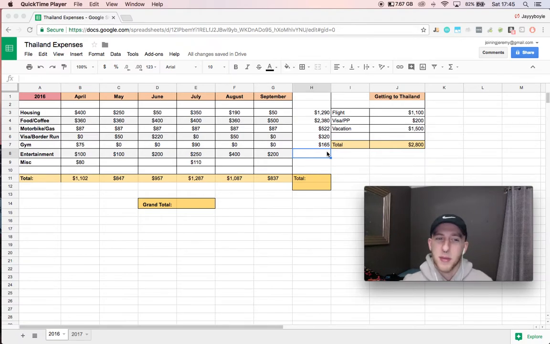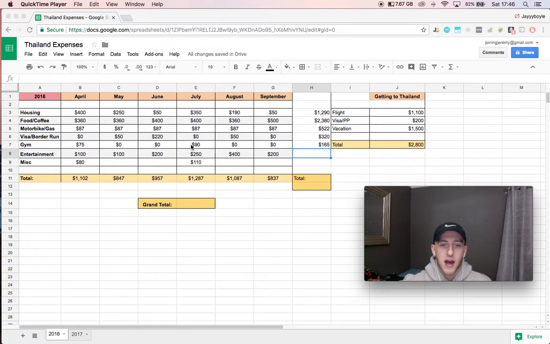Not as many people go to the gym in Thailand, I feel like. A lot of them are Westerners and then some Thai people that are really dedicated. But yeah, so the cost is about the same as the U.S. My next category here is entertainment.